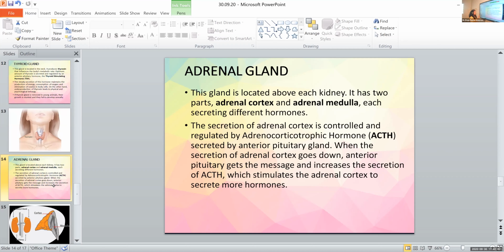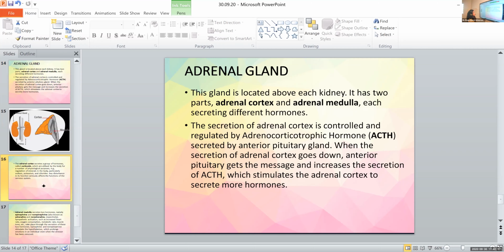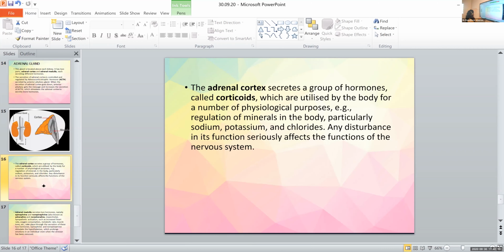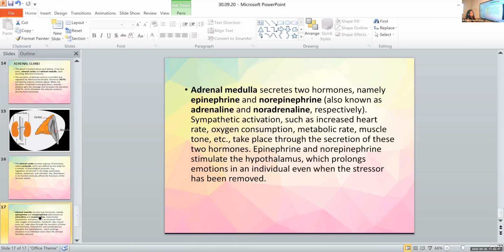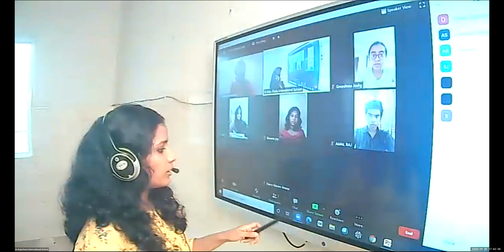And when the pituitary produces ACTH, adrenocorticotropic hormone, the adrenal cortex produces its own hormones, which are known as corticoids. And the other group: the adrenal medulla has two hormones, that is epinephrine and norepinephrine, also known as adrenaline and noradrenaline.